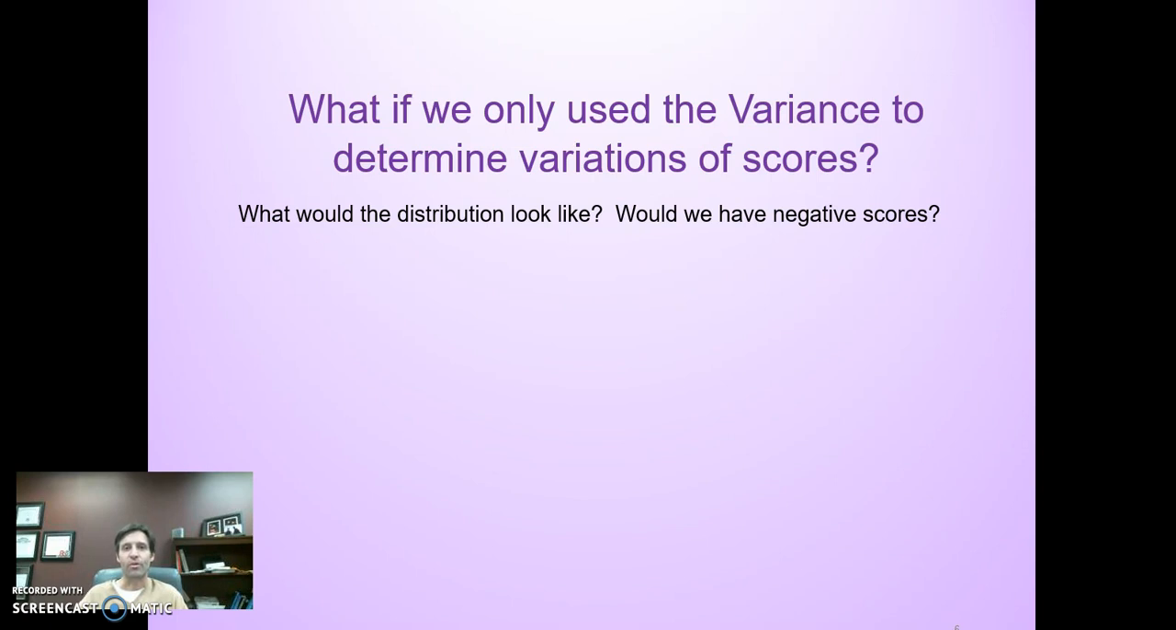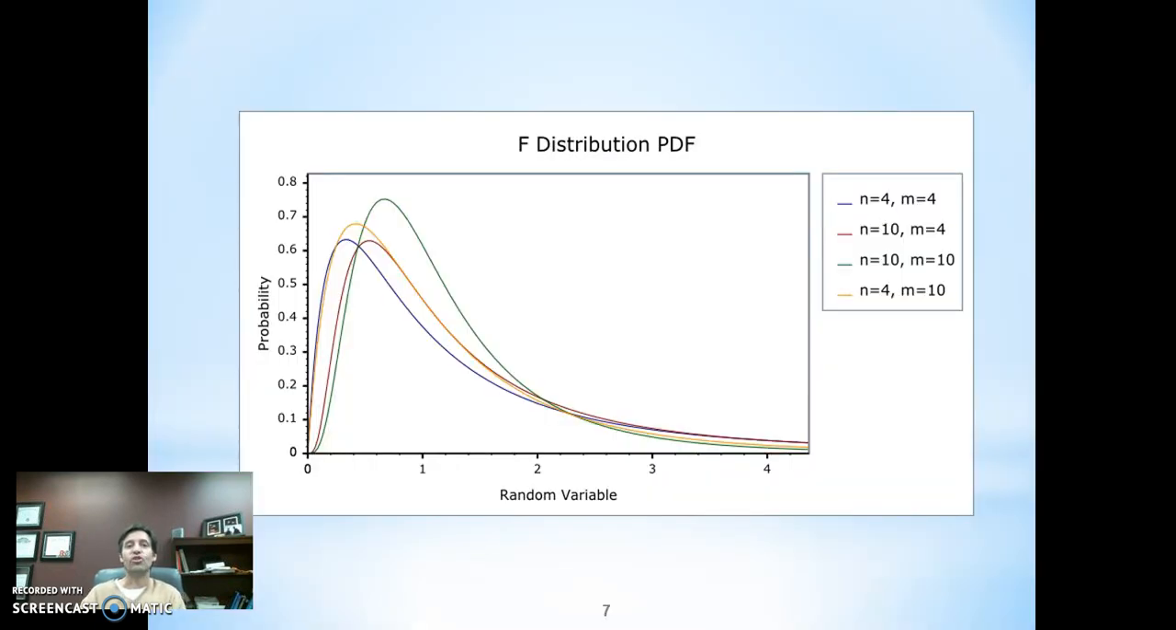Well, the variance is always squared. So if you square something, you multiply it by itself. And if you multiply something by itself, if it were a negative number, it becomes a positive number. If it were a positive number, it stays a positive number. When you square something, you always get a positive number. And so the distribution looks a little different. You don't have any negative scores.